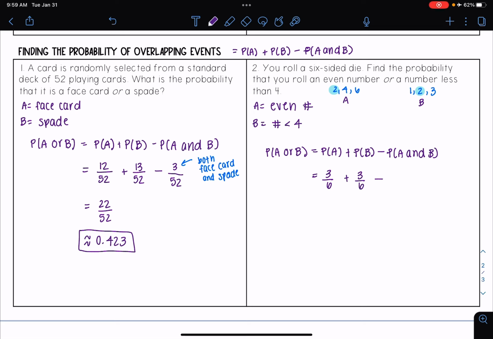And then minus that intersection. I see there's 1 intersection of 2. So this will be 1 out of 6. So when I do that, 3 plus 3 is 6, minus 1, I get 5 over 6. And then when I divide 5 by 6, I get that this is approximately 0.833.